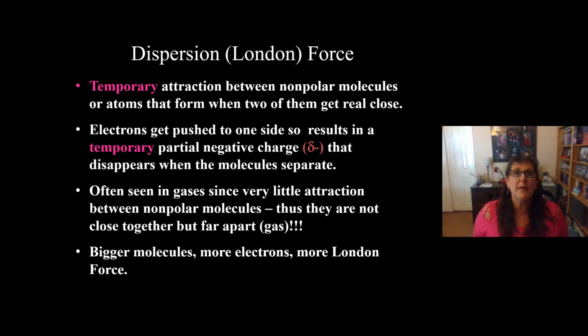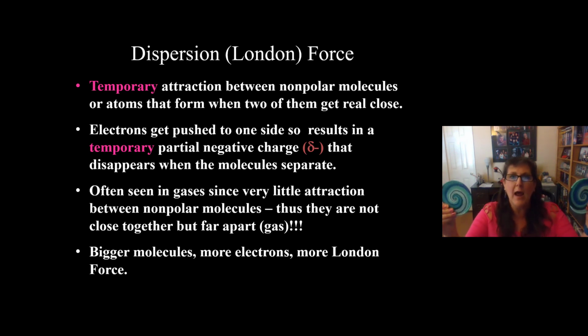So the first one up is London dispersion forces. I tend to call this London forces, but dispersion is also a name for this force. Keywords for London dispersion force are temporary and non-polar. This force is very temporary, and it's between non-polar molecules or atoms that form when the two of them get very close together.